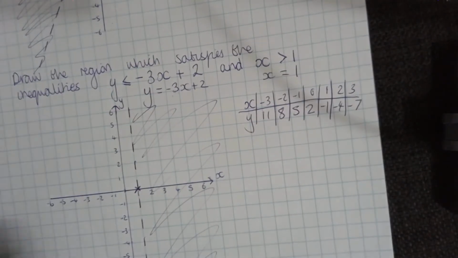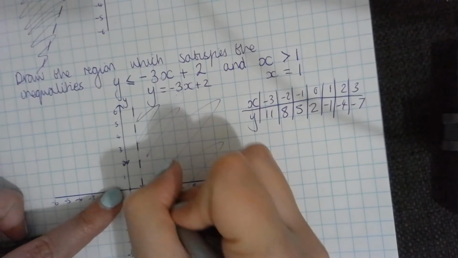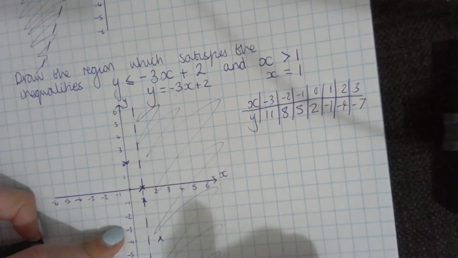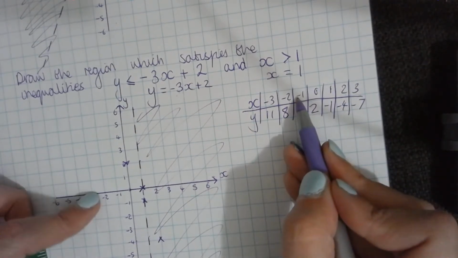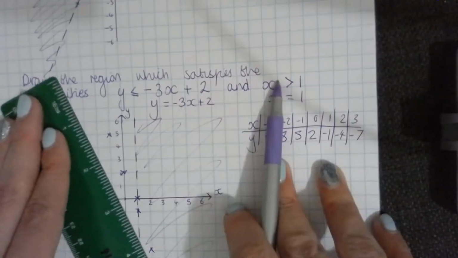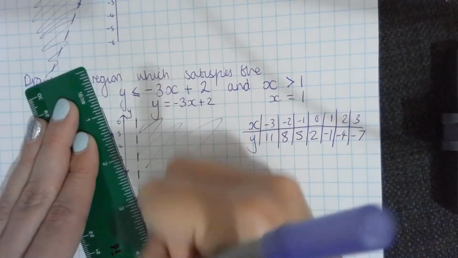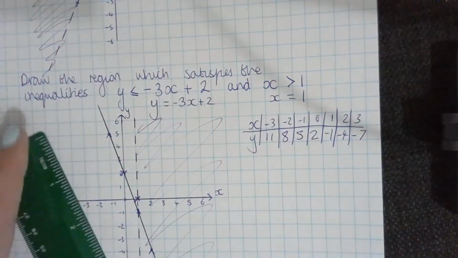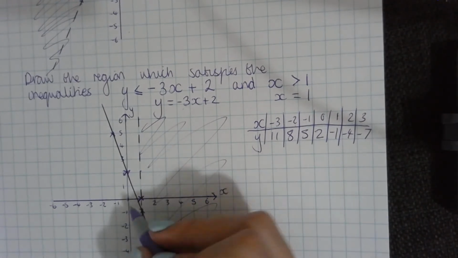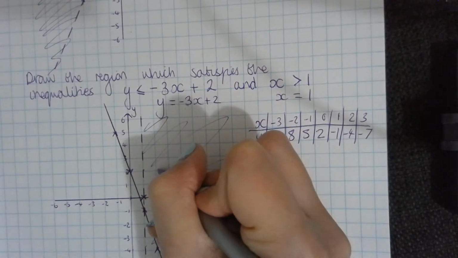So let's plot those coordinates. So 0, 2, 1, negative 1, 2, negative 4, 3, negative 7 doesn't fit, negative 1, 5. And because we had a less than or equal to symbol, we know it's a solid line. Okay, and then we need to think about whether we shade to the left or to the right of that line. So we pick a coordinate. I'm going to pick 2, 2.